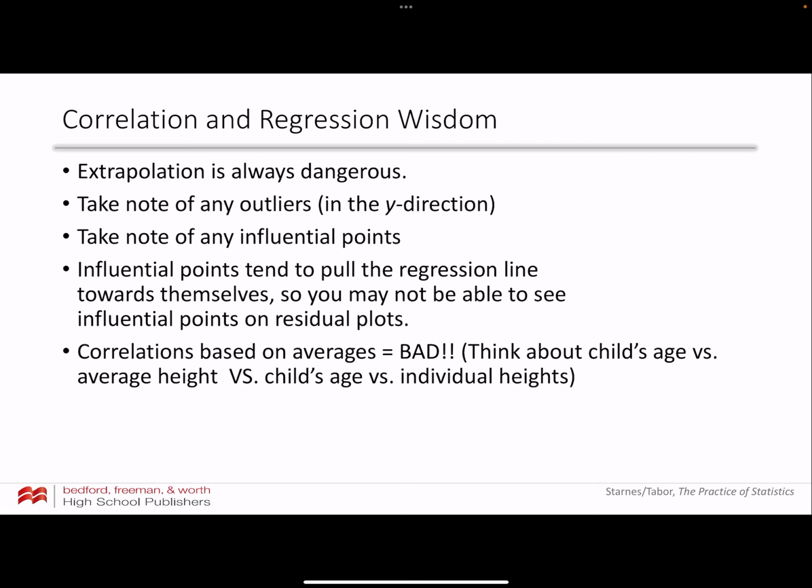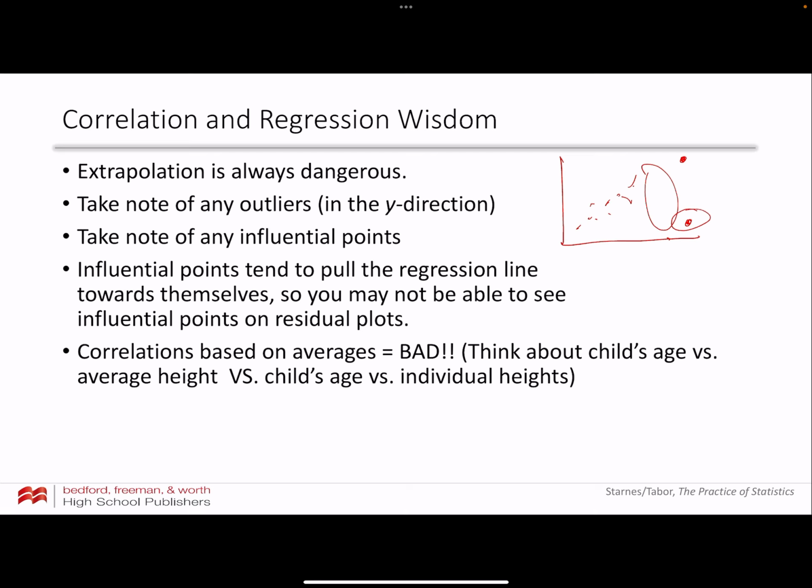And they may follow the pattern and might just be high leverage points, or they might be high leverage points and outliers, right? So for example, if my scatter plot looks like this, this point here is high leverage and it follows the pattern. This point is high leverage and an outlier because it doesn't follow the pattern, but there's this gap in the x direction, right?